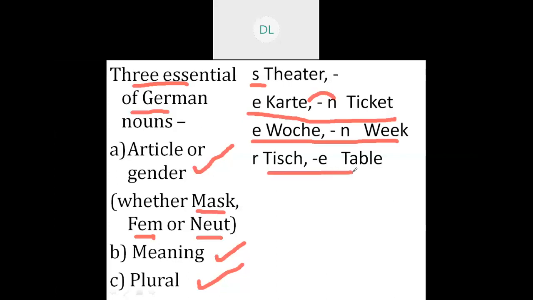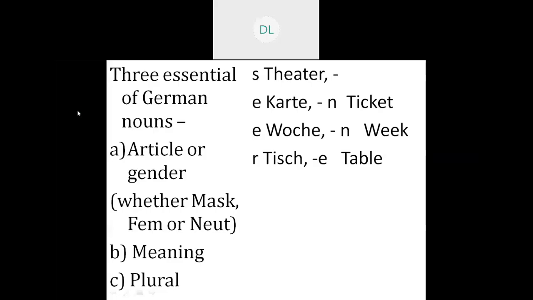On the same grounds I have Tisch, that is table. And what is the article? That is der, it is masculine. You should not object how it is possible that a table, non-living, comes under masculine. No. You're learning German, and in German any noun can take any gender irrespective of living and non-living. So with this thought, I have the summarized thing in front of you. You may refer to that also.